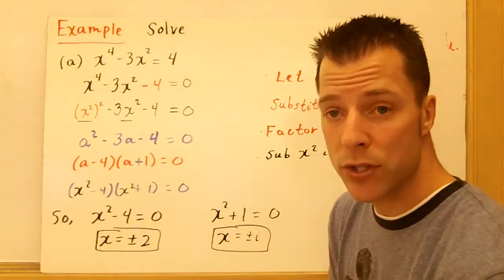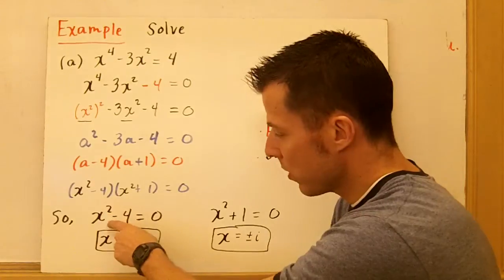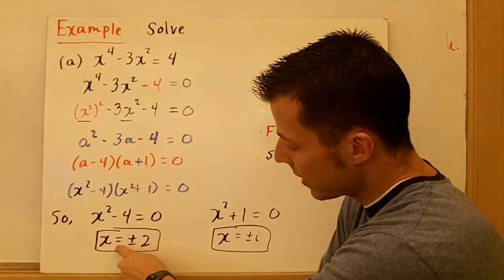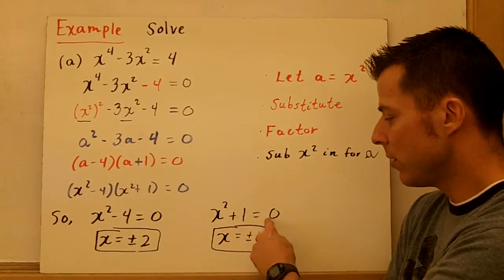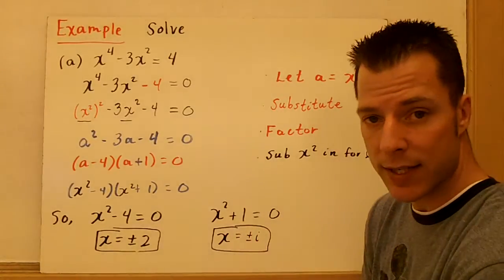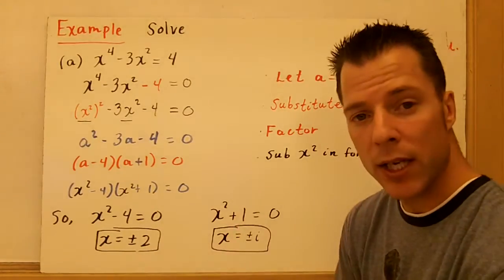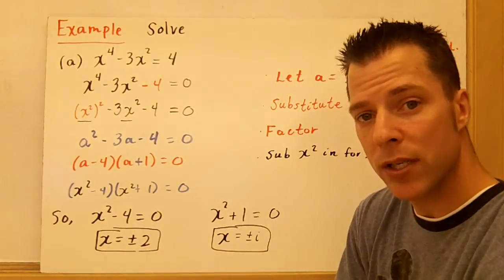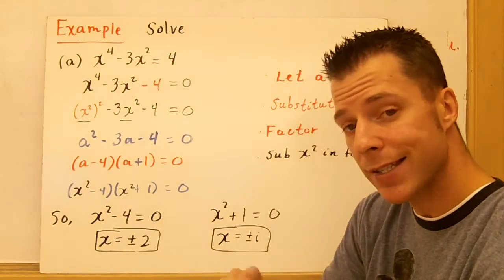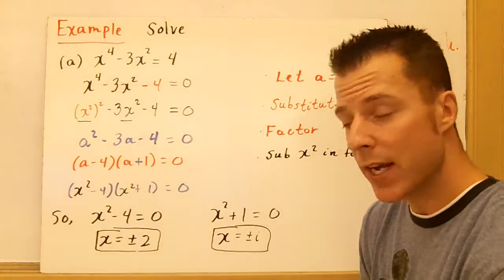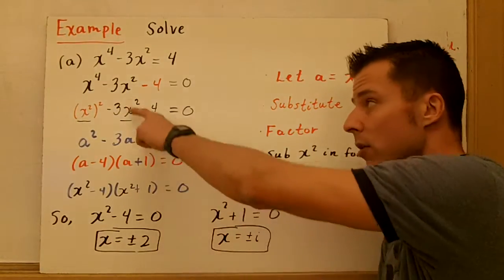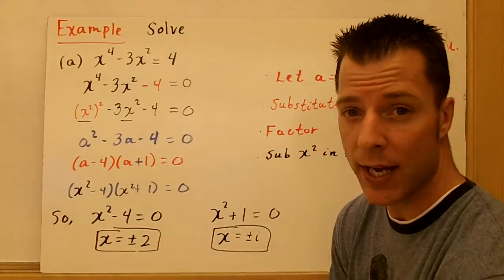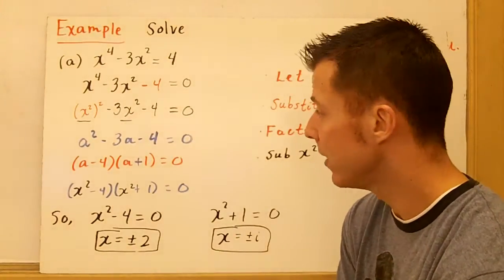Bullet 2, use the zero product property. So x squared minus 4 equals 0. So x equals plus or minus 2. And x squared plus 1 equals 0. So x equals plus or minus i, right? Subtract the 1, and x equals plus or minus the square root of negative 1, which is just i. Okay, so we have 4 zeros here, and notice the power on x. The degree is 4. And again, we'll talk about that later.